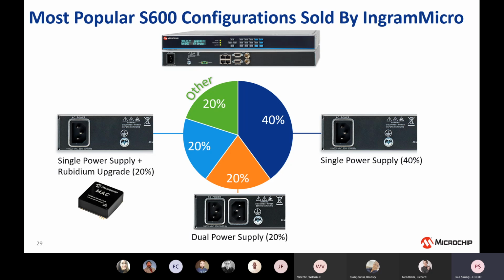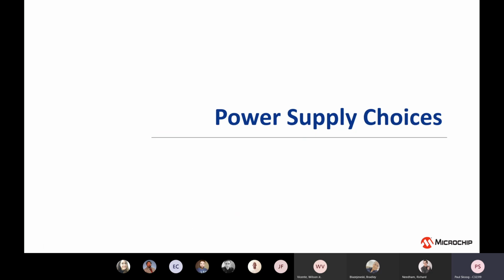But certainly it represents an opportunity to talk to customers about putting a dual power supply or rubidium in there and the benefits of having each one of those. And then, of course, there's a whole mix of other things that account for about the other 20%. But I just thought I'd let you know what you guys are selling, and you're doing a good job. Thank you. So let's walk through some of these hardware choices and software choices and why you might want to do them.